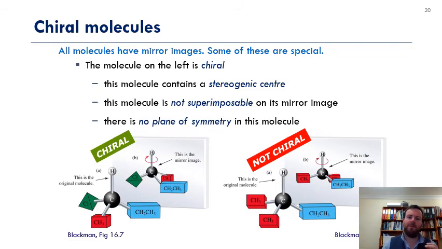When I have more than one substituent that is the same around that central carbon, its mirror image is just a rotation of itself. So it's usually a conformer in this particular case, so it wouldn't be considered chiral.